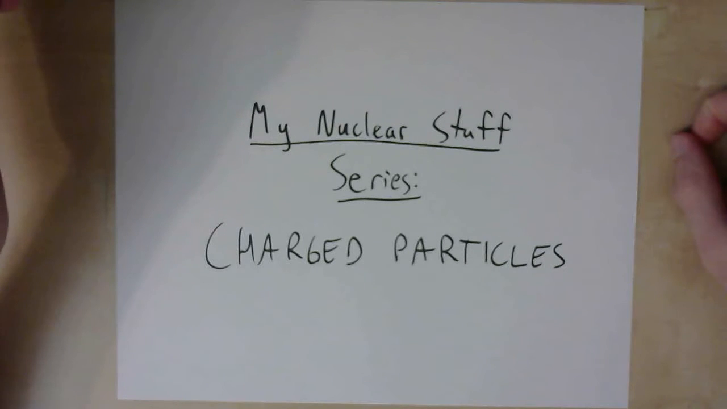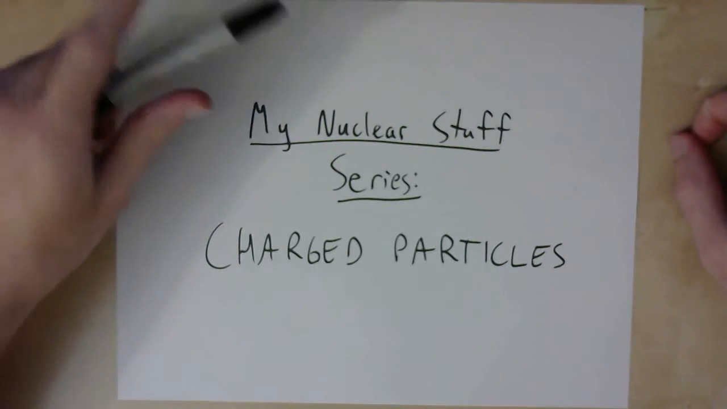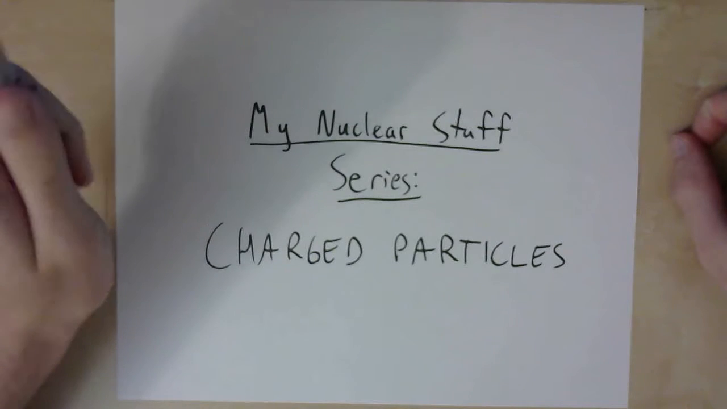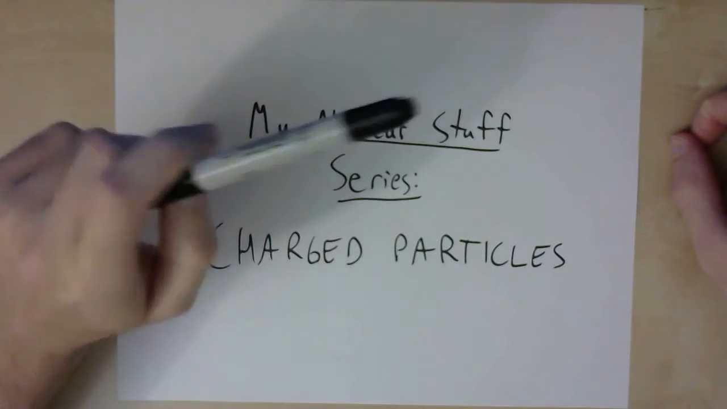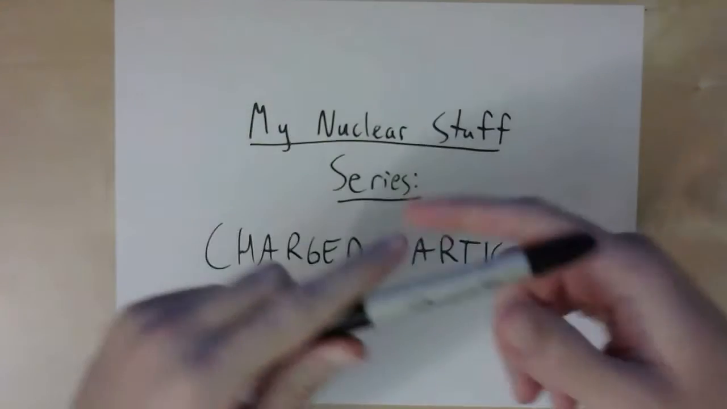3 of these we explicitly discussed in the particles video: photons, neutrons, and neutrinos. One we implicitly discussed: beta particles. However, we did not discuss alpha particles, so let's start there.